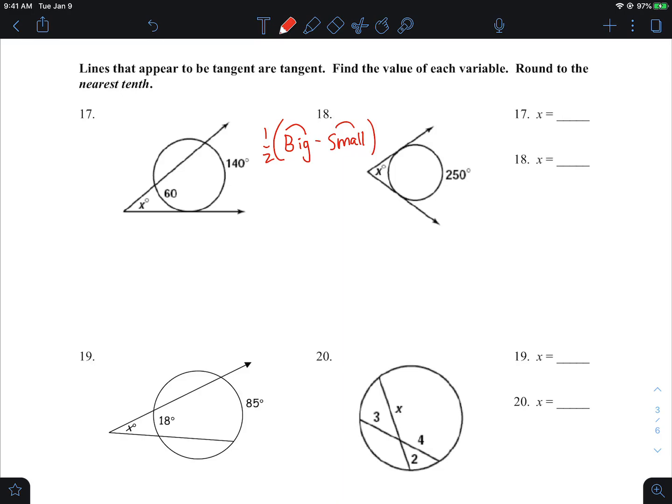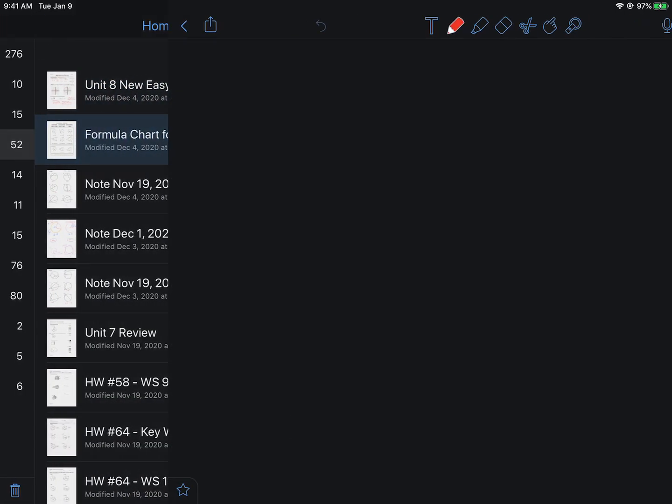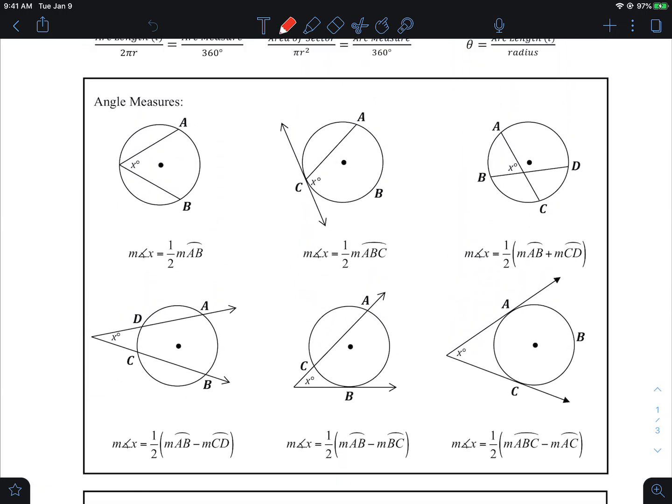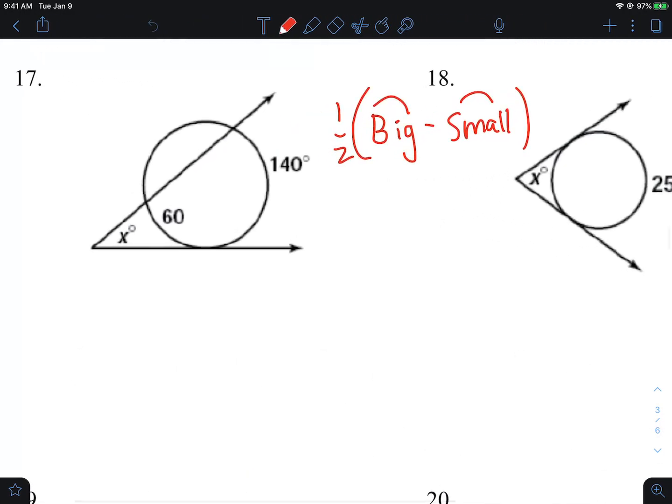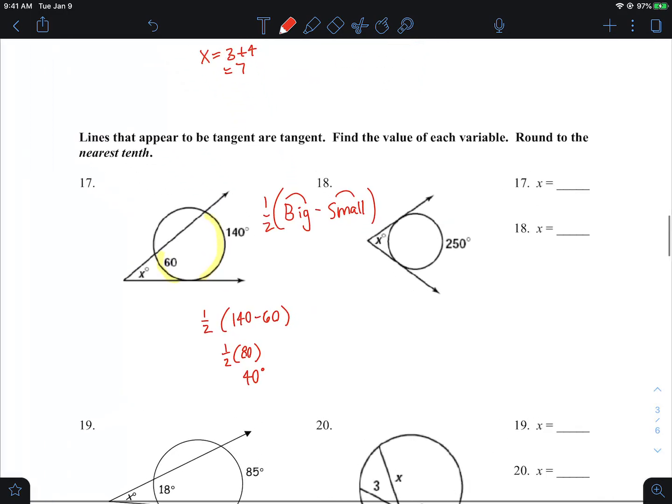Okay, specifically 17, if you're looking for that one on your formula chart, 17 is dealing with an angle. 17 looks like this one here, where you got a tangent line and then a secant line. So let's see how that would be used here. So it was saying the big arc minus the small arc. It's going to be the 140 minus the 60, whatever that is, and then we'll do 1/2. So that should be 1/2 of 80, and 1/2 of 80 should be 40 degrees.